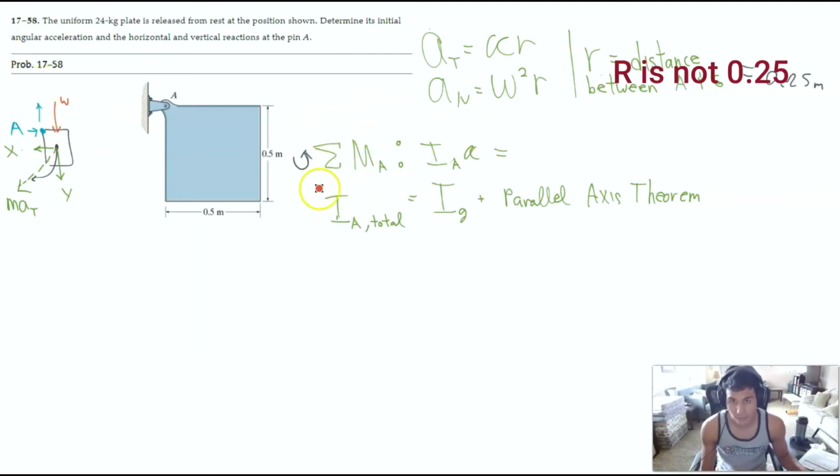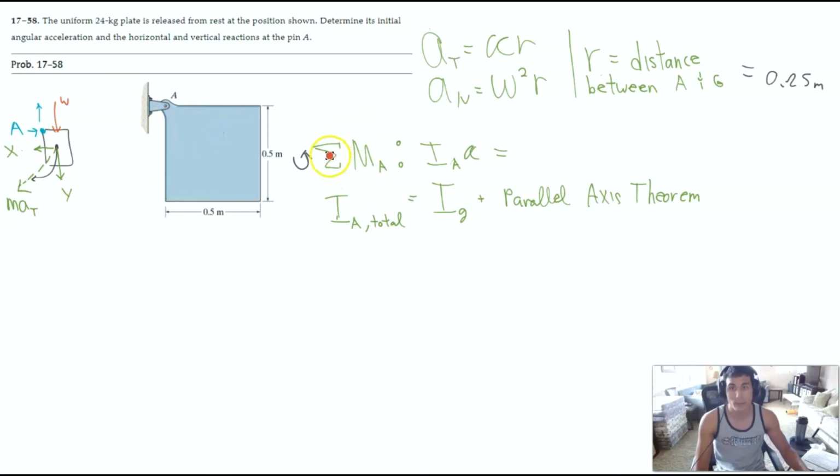Okay, so we're going to take the original sum of the moments. Right now, at this moment, we're going to think about what the moments are at A. All we have is the weight, and the weight's just pulling us down, right? And it's going to force us in a clockwise direction. So then we know it's going to be minus W, right? Because weight is our only true force.